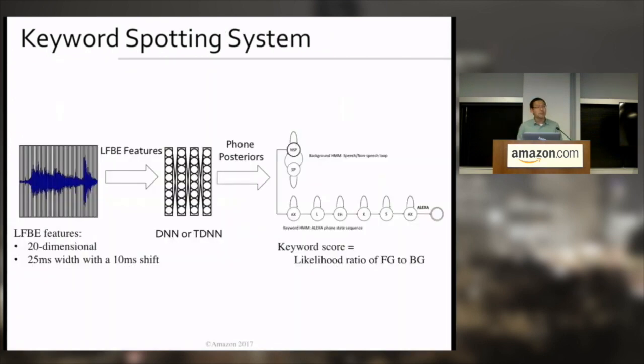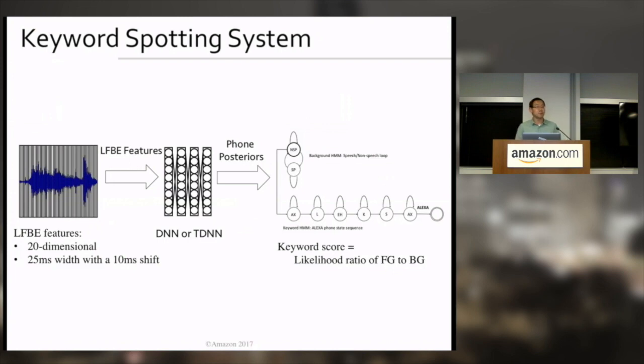And this slide summarizes the architecture of a conventional HMM-based keyword spotting system. Starting from the left side, given this input audio stream, first we chunk this audio into a 25 millisecond window, and this window shifts by 10 milliseconds every time. Here we extract the standard LFB features. LFB stands for log mel filter bank energies, which is a traditional acoustic feature used for speech recognition. And here we extract 20-dimensional LFB features for each window. As a result, we would extract a 20-dimensional feature vector every 10 milliseconds.